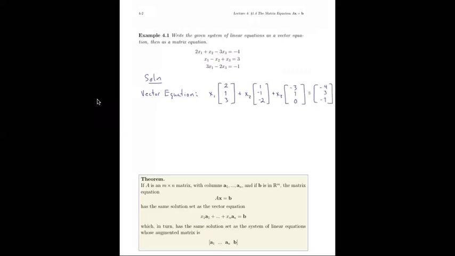We could put a box around that, but nonetheless, it's labeled. That's what they're looking for there. They don't ask us to solve anything. They just ask us to rewrite the system first as a vector equation and then as a matrix equation. So as a matrix equation, we would write it as follows.